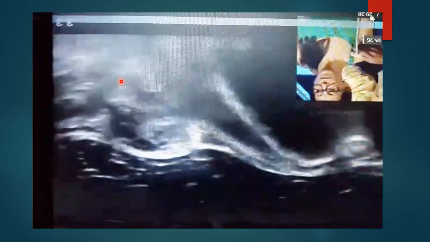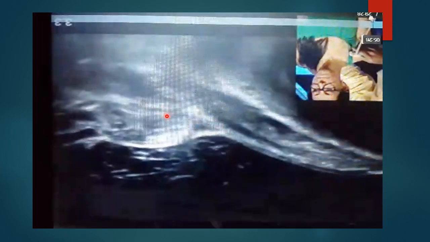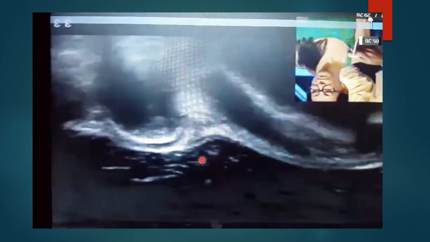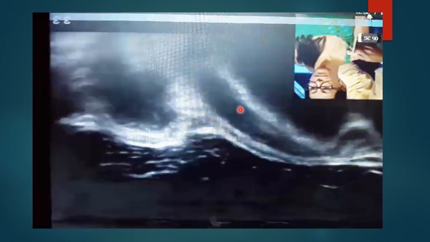If we go medially, as we mentioned before, this is the subscapularis tendon after external rotation. This allows us to do a full examination of the tendon. This is the coracoid process. We notice here that there is no impingement in this dynamic study.